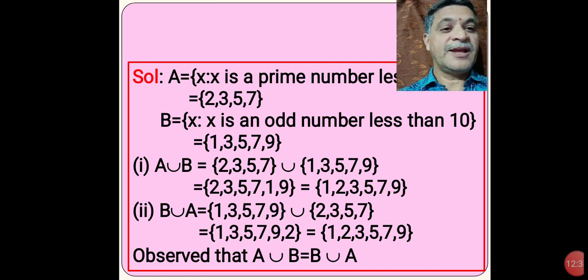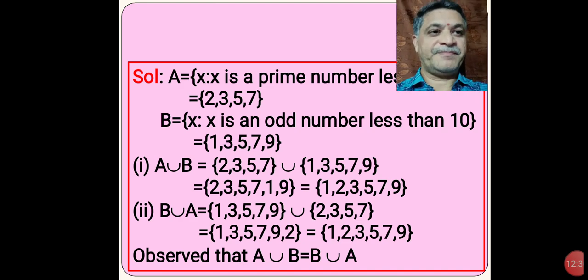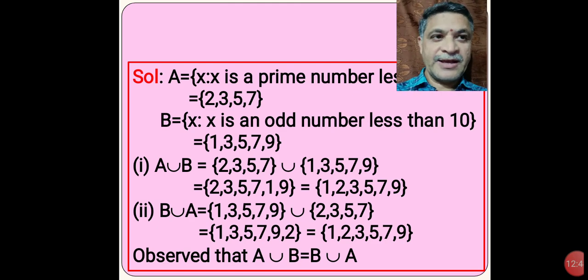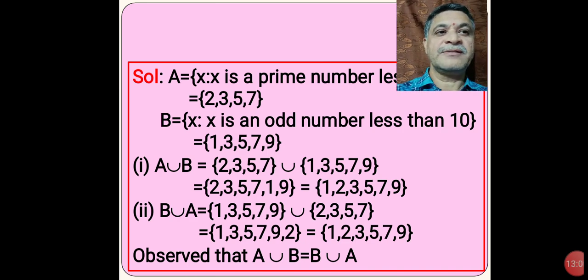Observe that both A union B and B union A are the same. So A union B is always equal to B union A. We can conclude that A union B is always equal to B union A. Similarly, in the previous example, we can say that (A union B) union C is equal to A union (B union C). Both are the same.